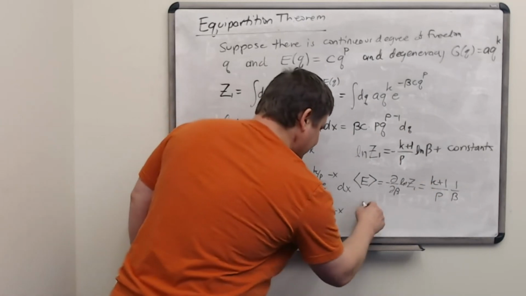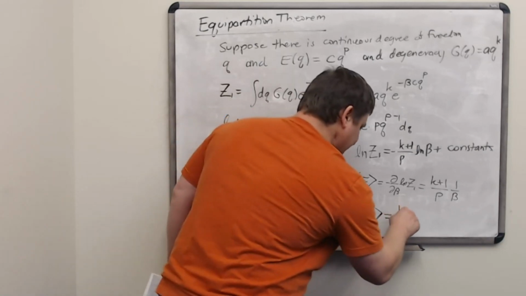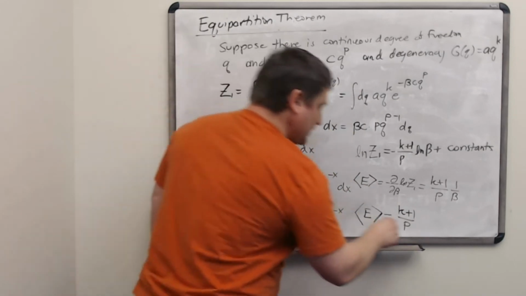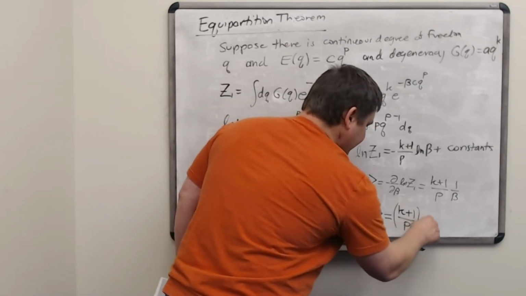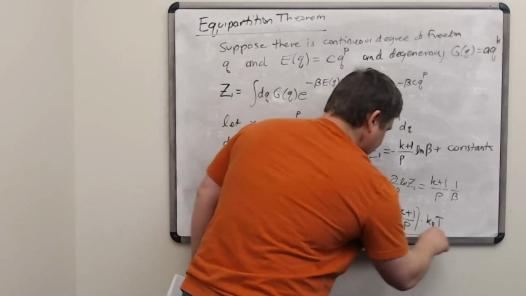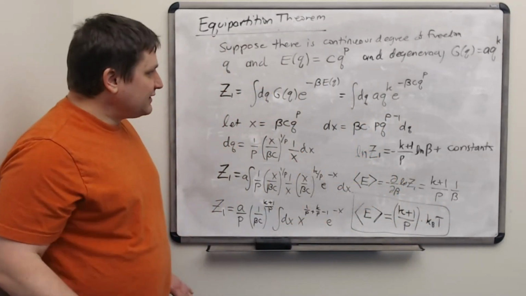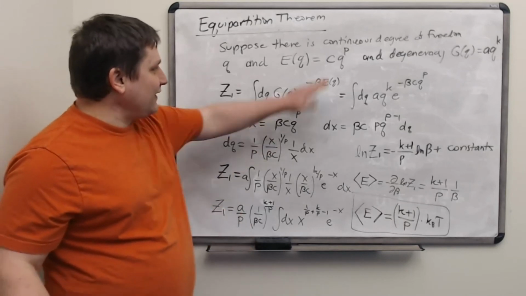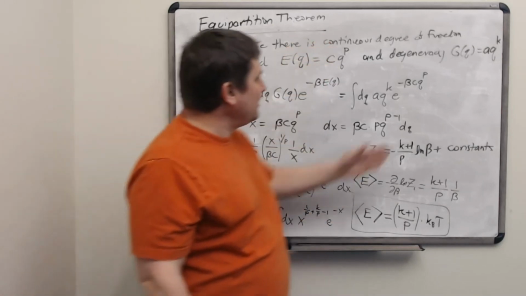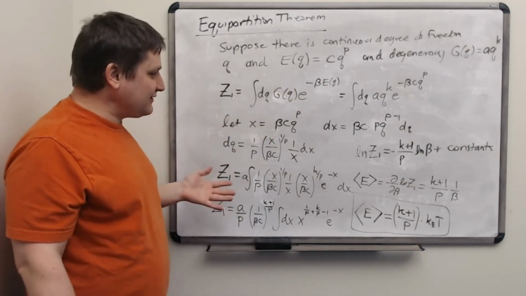So remember that beta is just the inverse temperature, right? So our average energy for this degree of freedom will be this fraction, k plus 1 over p, times Boltzmann's constant times temperature. And that simple result is the equipartition of energy theorem. So it's amazing, right? It doesn't matter what the energy actually comes from. It doesn't matter what the constant is here. It doesn't matter what the constant is here. You don't actually have to say anything about how it's actually distributed.